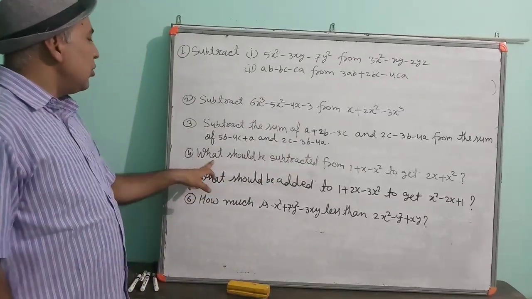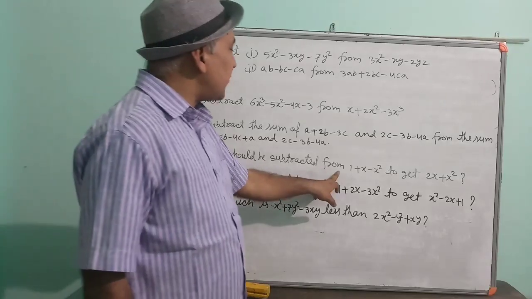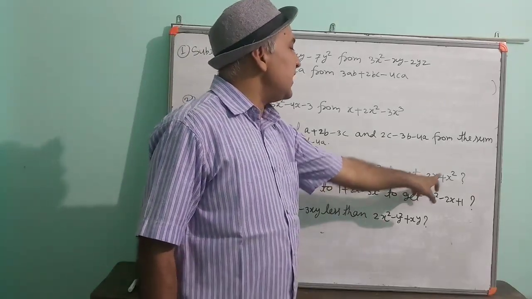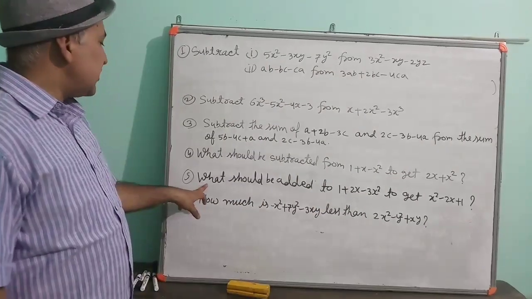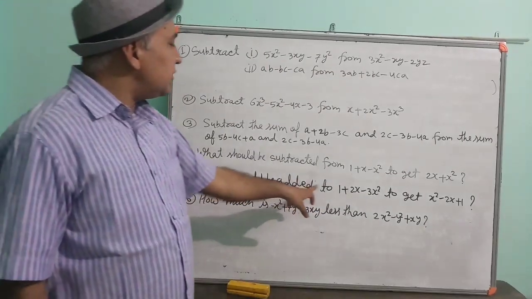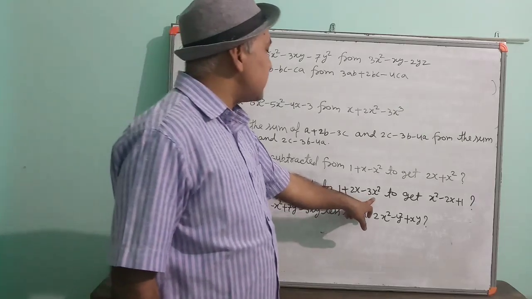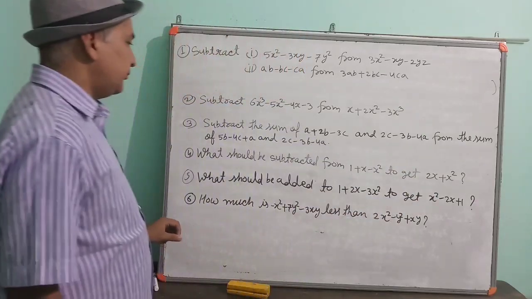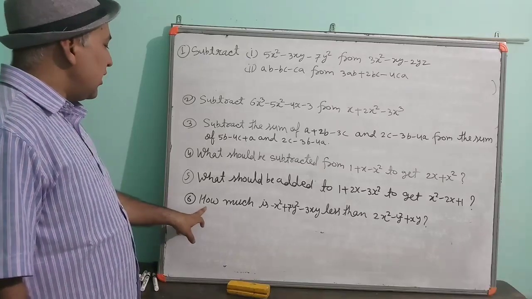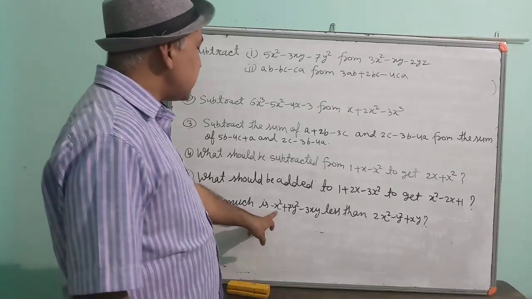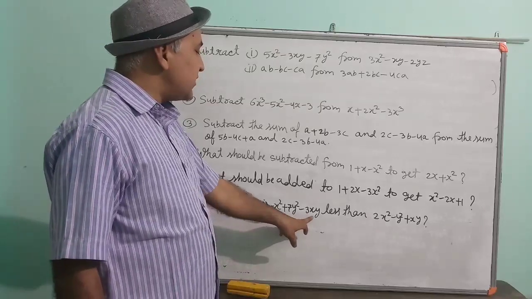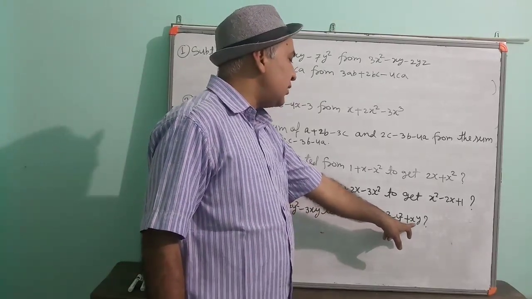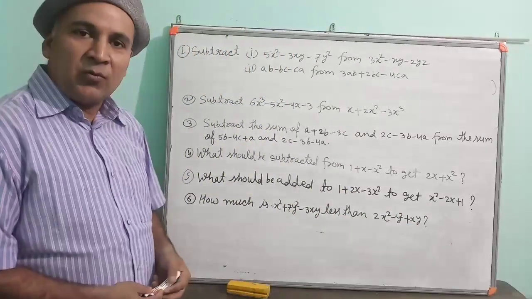Fourth question is what should be subtracted from 1 plus x minus x square to get 2x plus x square. Fifth question is what should be added to 1 plus 2x minus 3x square to get x square minus 2x plus 1. Sixth one, how much is minus x square plus 7y square minus 3xy less than 2x square minus y square plus xy. This is your homework.